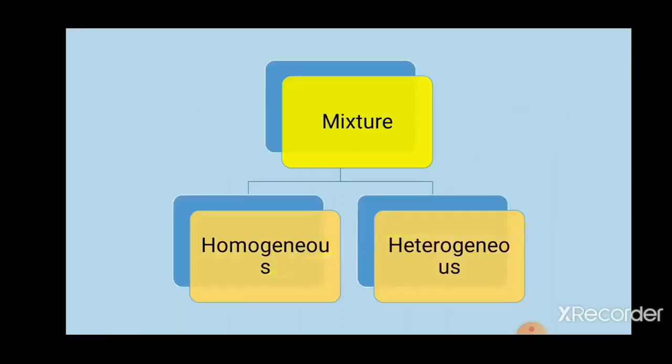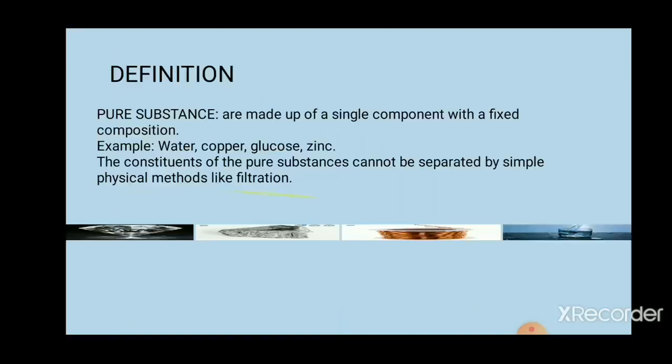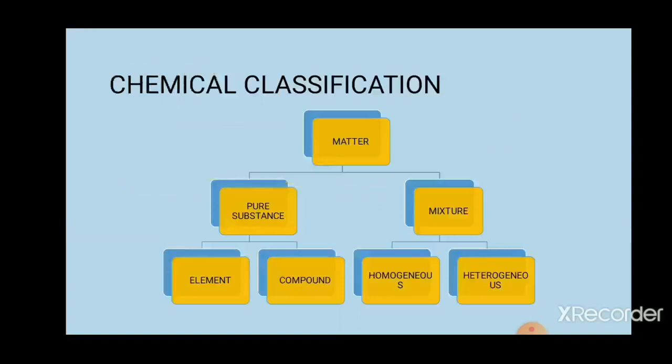Now, next classification. As I already told, based on the chemical classification, I will show you again the chemical classification. Matter is classified as pure substance and mixture. Pure substance is again classified as element and compound. Now we are moving to the next part, which is mixture.